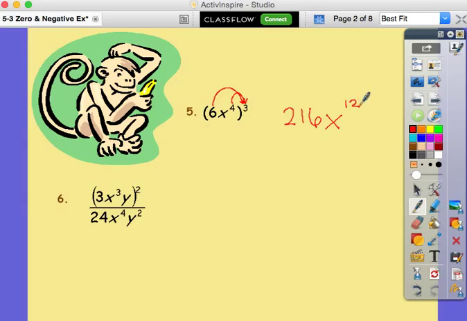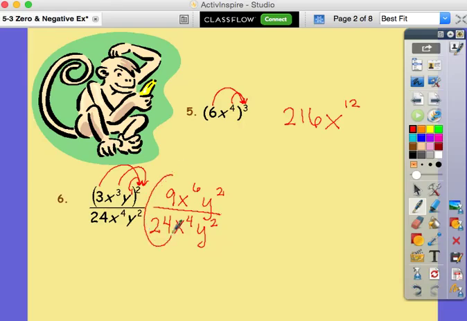Very good. Number 6. We have to take care of the numerator here first. So 3 squared is 9. x cubed squared is x to the 6th power, and then y to the 2nd power, because if you don't see a power, it's 1, and 1 times 2 would be 2. Then go ahead and carry over the 24 x to the 4th power, y squared. Start with the coefficients. 9 over 24 can simplify to 3 over 8.